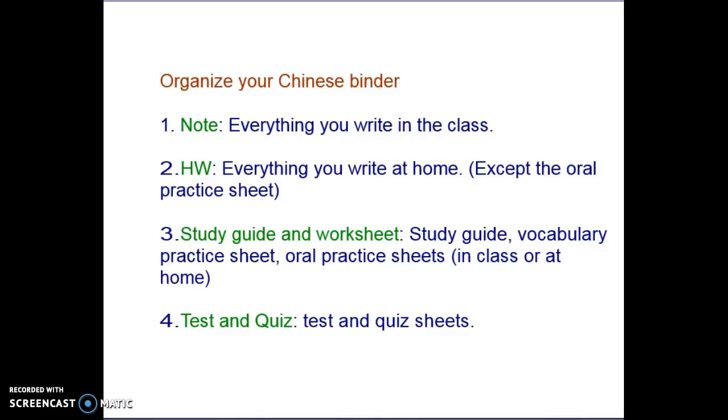You should have a notes section, for everything you write in class. Then the homework section, where you put everything you write at home. The 3rd section is for study guides and worksheets, such as a study guide, vocabulary practice sheet, or oral practice sheet. Then the last one is for tests and quizzes. Of course, if you have another way to sort it, that's fine. Just in case you have a problem, those are some ideas for you.